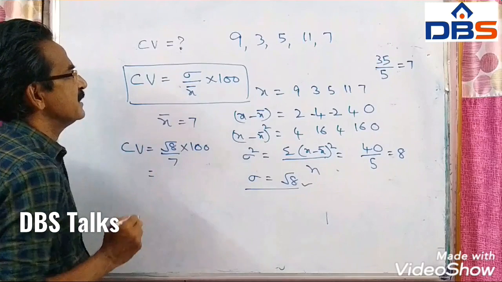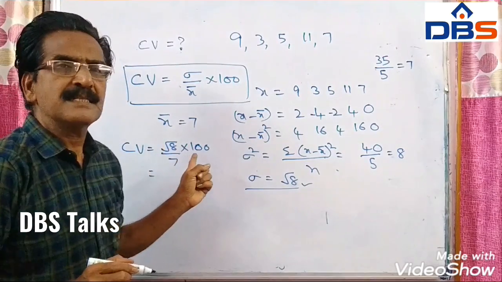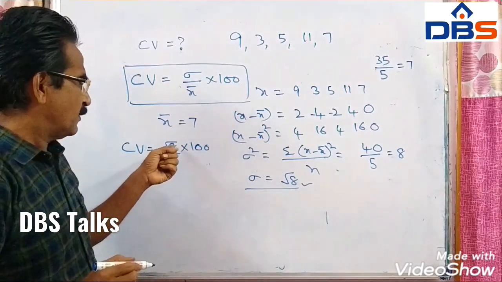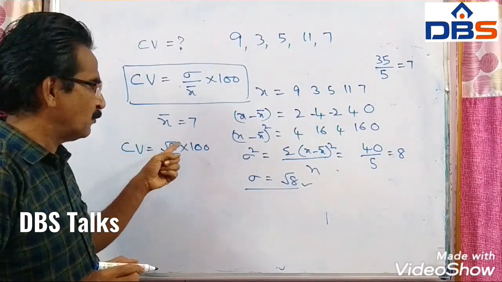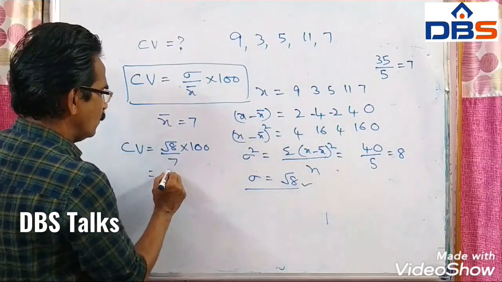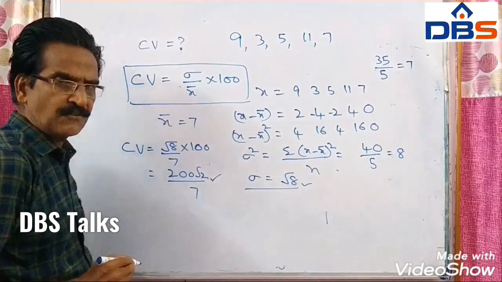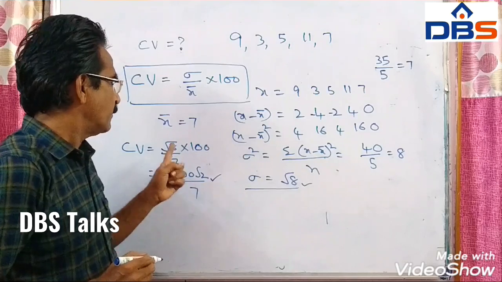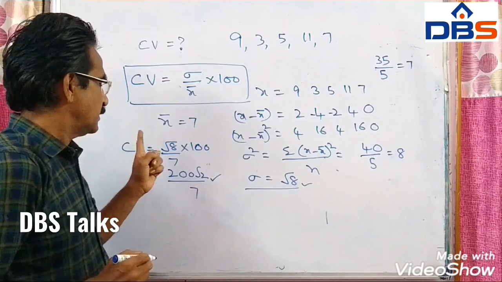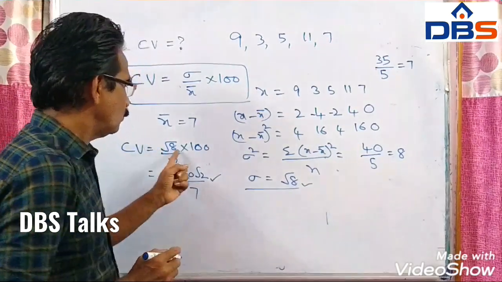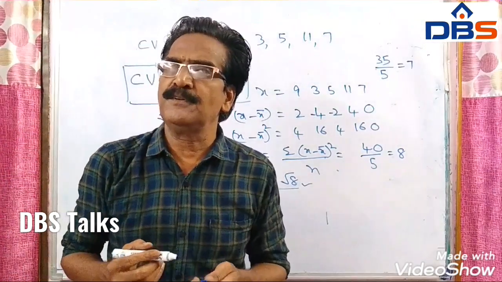According to the options given, you can further simplify. Of course, you can take out 4 from 8. Root 4 means 2, and 2 into 100 is 200. So 200 root 2 by 7. Answers are usually given in this form. So this is the coefficient of variation, friends.